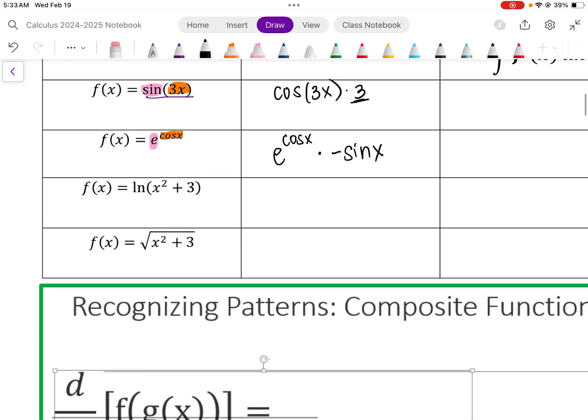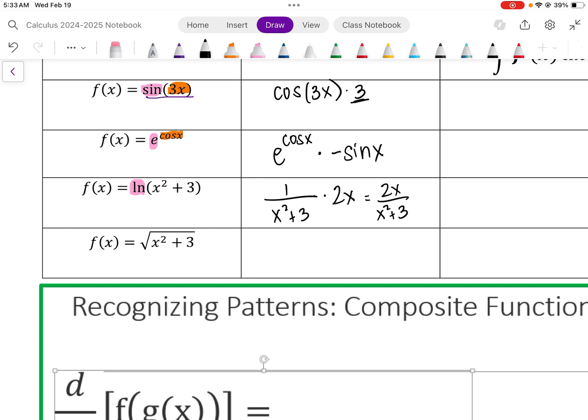For our number 3, we have the natural log of x squared plus 3. Anytime we're deriving the natural log, that's just 1 over your argument. And then we, of course, multiply by the derivative of our argument. You could simplify this to 2x over x squared plus 3.